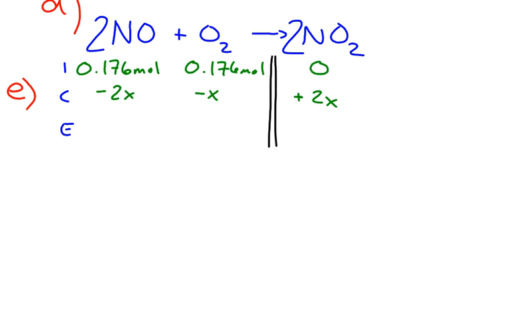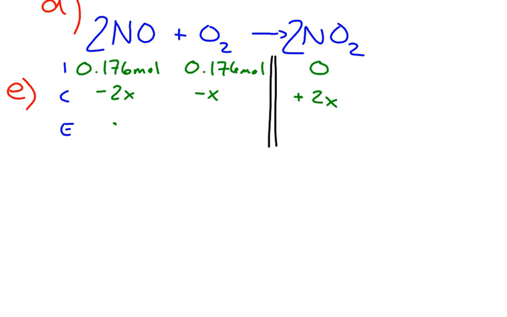You have equal amounts, but you don't have equal moles, mole ratios, I should say. Who runs out first, NO or O2, if you have equal amounts? NO. I need twice the amount of that. So if I have this, for it to react perfectly, I need double that, and I don't. So X is not 0.176. This will be 0. This is the limiting reactant.